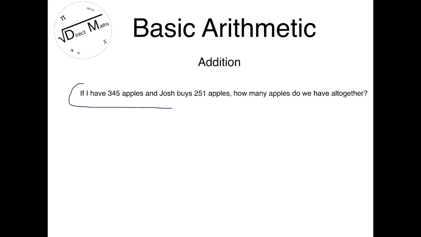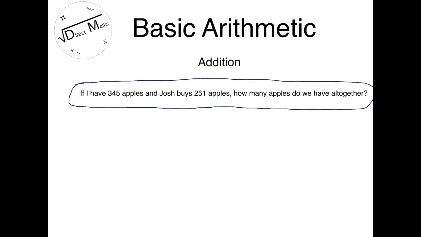If I have 345 apples and Josh buys 251 apples, how many apples do we have all together? Now this is a question that would require column addition. First, let's identify our data. 345 apples is the first number, and 251 apples is the second number.